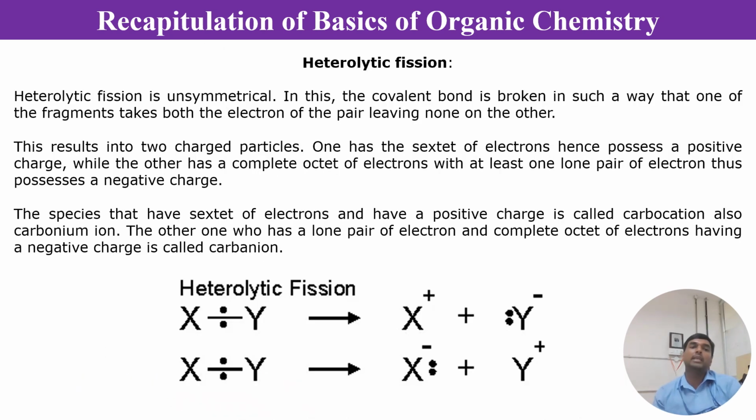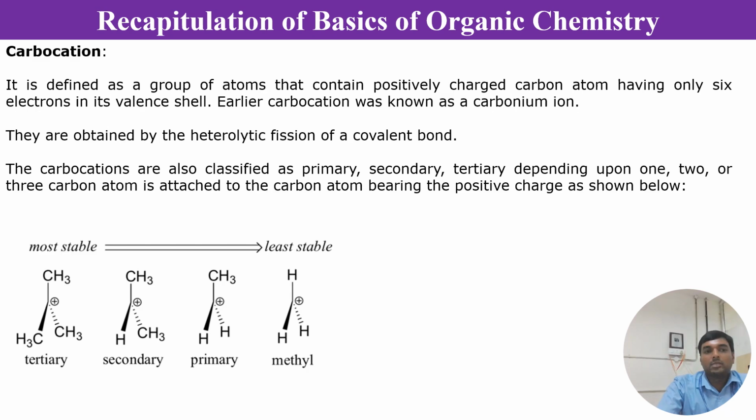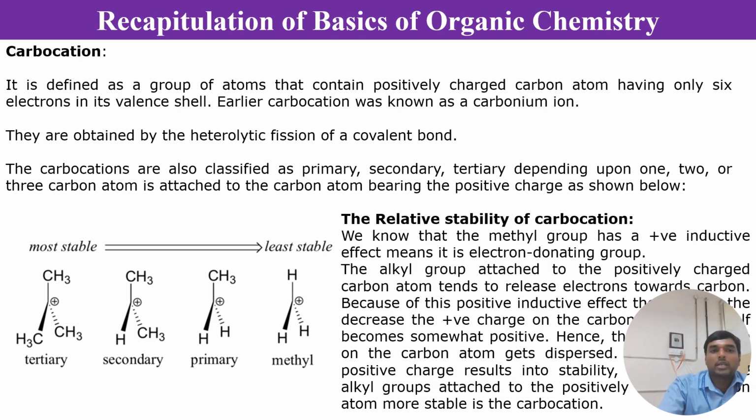And what is heterolytic fission? Basically, it is unequal distribution of electrons during fission, and that will give a cation and an anion. So for example, tertiary carbocation is more stable than secondary, than primary, and methyl carbocation, which we have already seen. Why is it so? Because the methyl groups will push the electron density towards the carbocation.